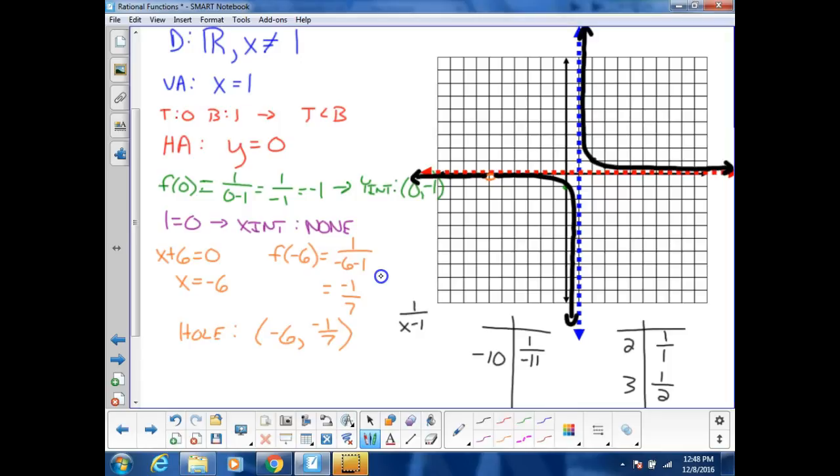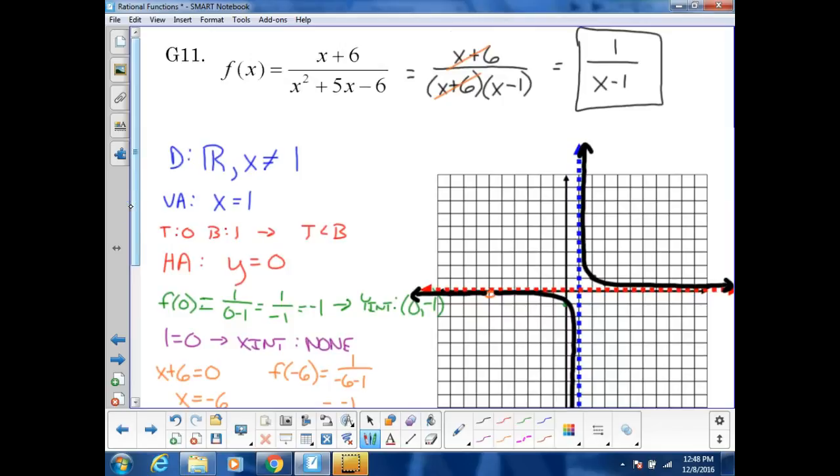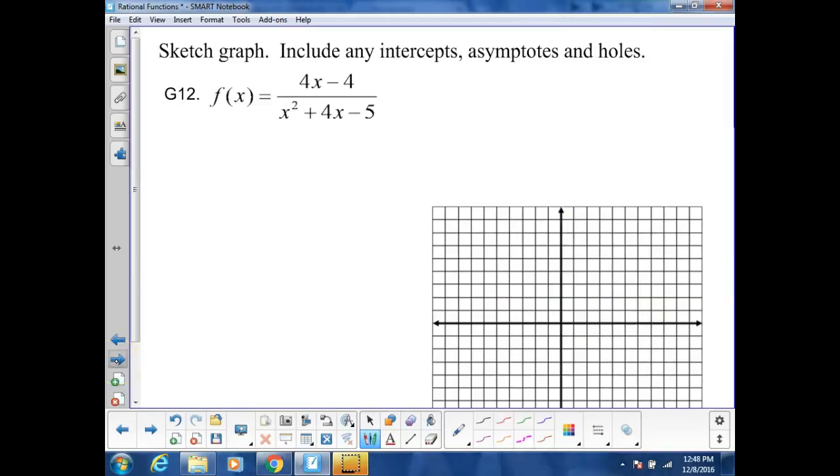Yes, sir. So what if the hole doesn't mess with the asymptotal behavior and end behavior? The hole does not mess with the asymptotal behavior and end behavior, no. Actually, what the hole does is it gets rid of one of the asymptotes. Because this function should have had an asymptote at negative 6 and positive 1. We only ended up having one at positive 1, and at negative 6, it's just a hole. Go for it.